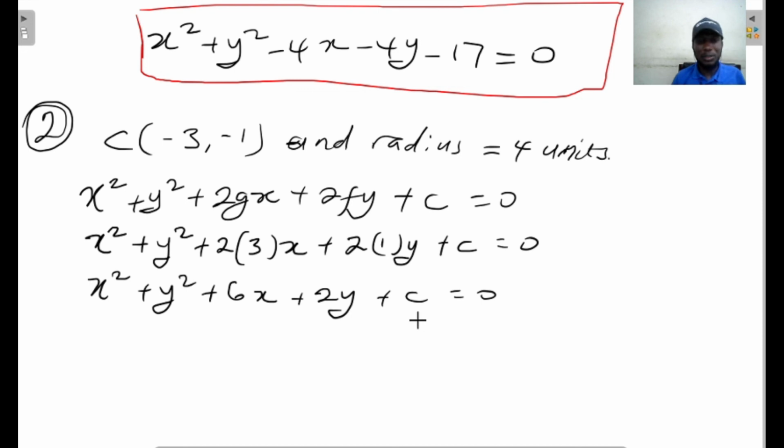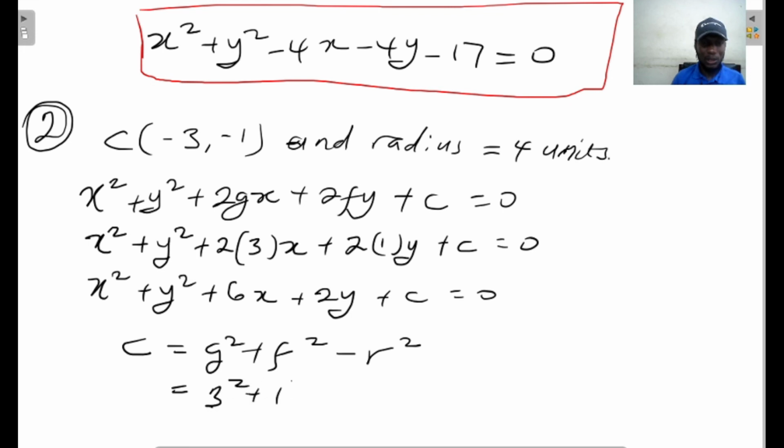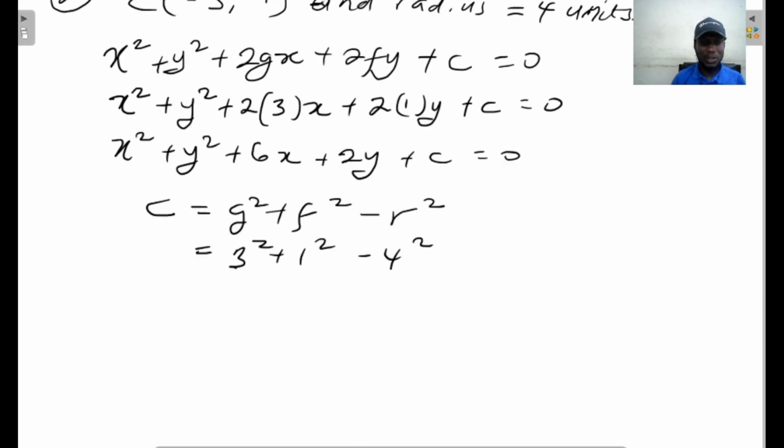Then we have to find the value of c. We don't want any constant, we want all numbers. So the value of c, we know c is g squared plus f squared minus r squared. Substituting the values, we are going to have 3 squared plus 1 squared minus 4 squared, and simplifying further, we are going to have 9 plus 1 minus 16, and this will be 10 minus 16, which will give us -6.